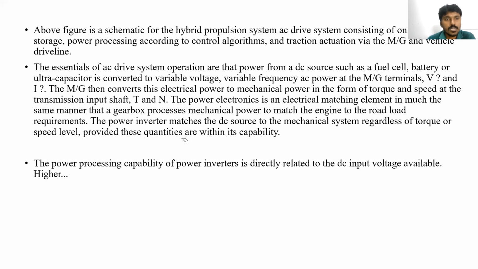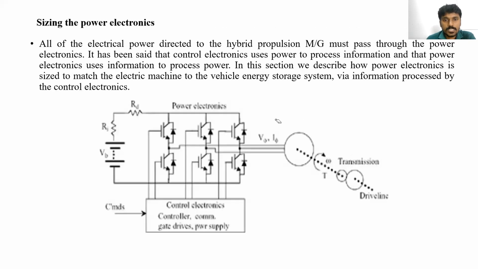In terms of speed and torque, it will convert from voltage and current to the speed and torque parameters. Okay, the power electronics is an electrical matching element in much the same manner that a gearbox processes mechanical power to match the engine to the rated load. So this power electronic converter must match the voltage and current parameters with the speed and torque characteristics required by the mechanical transmission or vehicle. So how much speed is required, how much torque is required, accordingly the voltage and current should be sent to the electrical motor.